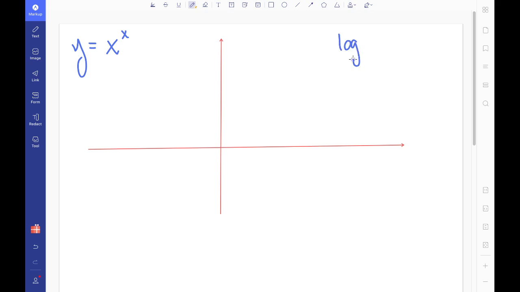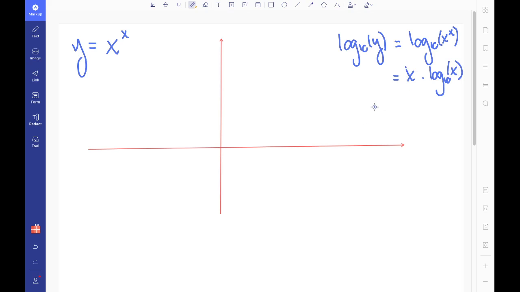So if I use log to the base 10 of y on this side, I'll get log to the base 10 of x to the x. And in fact, it's a logarithm rule that any exponent I can bring to the front. I can make it multiplied by x instead of to the power of x. So I can now write this as x times log to the base 10 of x. Okay, something like that.